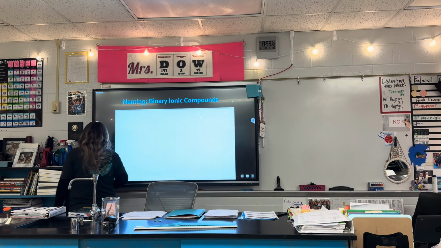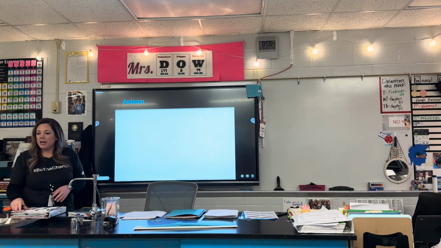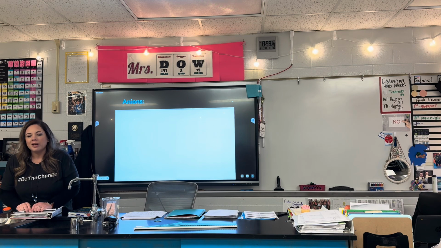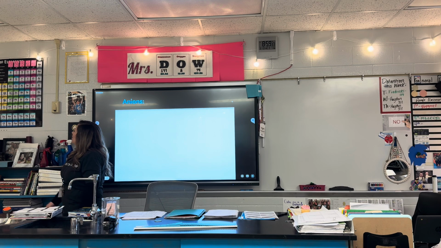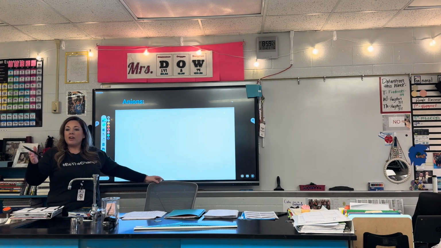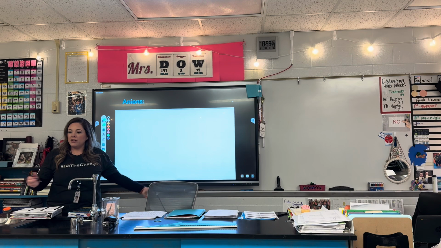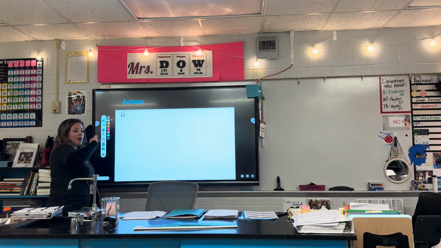Alright. Okay, so let's go through our anions. I made it easier on your page, and I didn't put it in my own notes. We're going to go through all the anions so that you know where the element's name cuts off and where we add "ide." All the nonmetals, because we know anions are nonmetals.